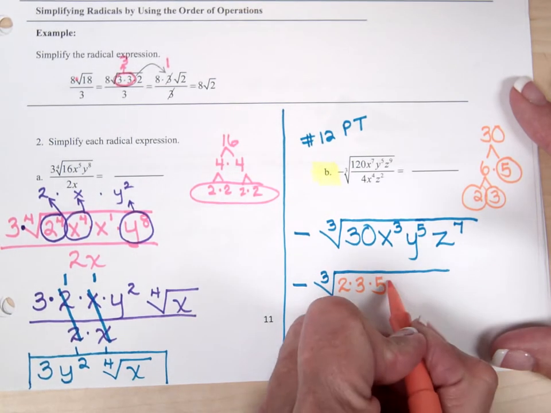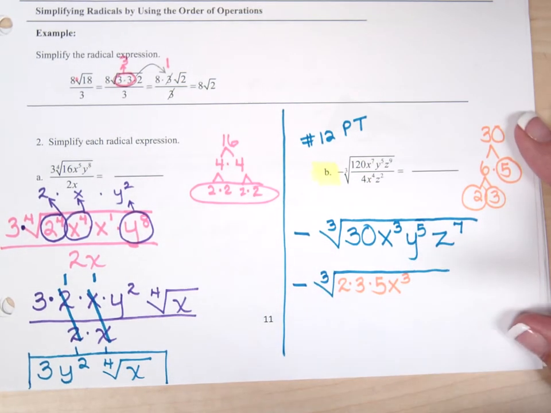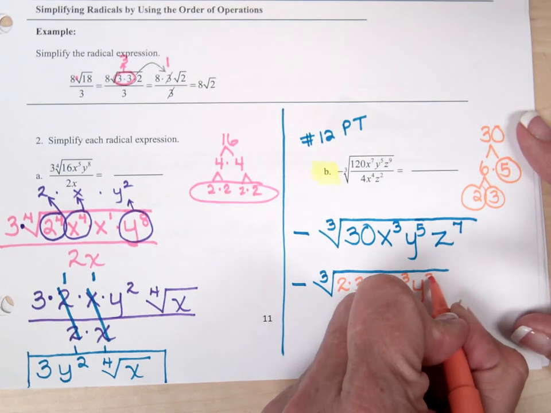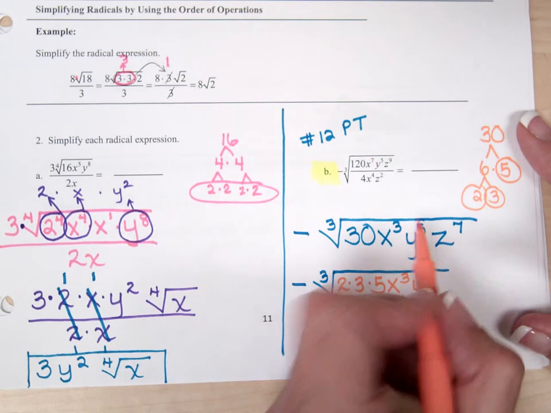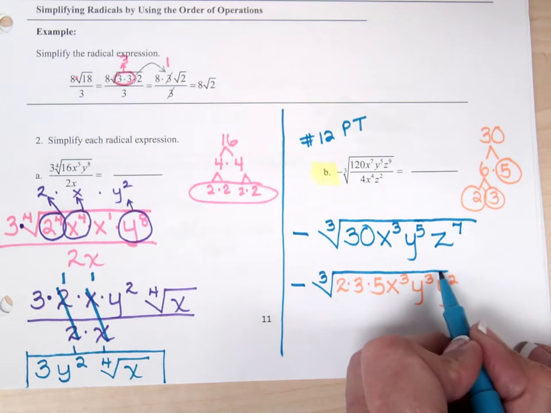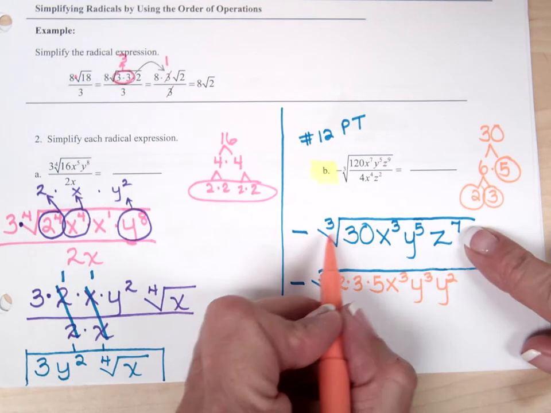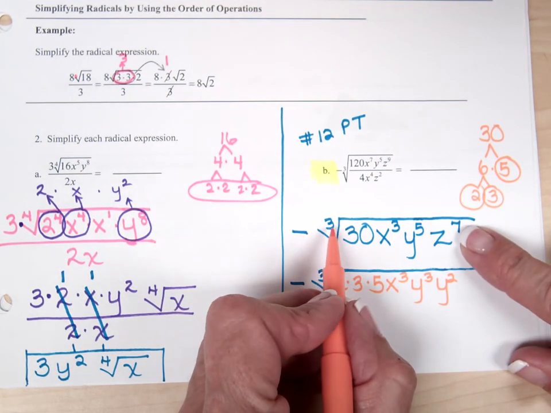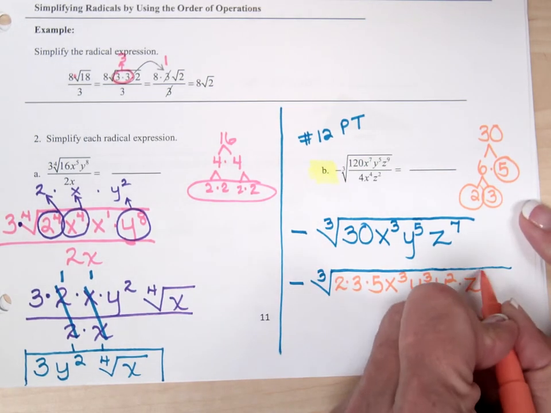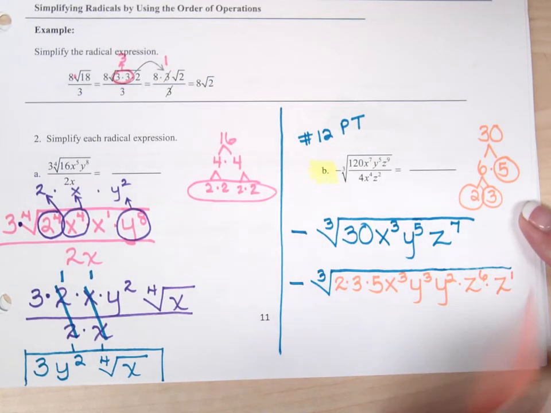X already has 3, so it's good. 3 is divisible by 3. Now 5 is not divisible by 3, so we could make it y to the 3rd, and y to the 2nd, because 3 plus 2 is 5. So I just start counting down until I get a number divisible by 3. 7 is not divisible by 3. Count down 6. Oh, 6 is. So I can write that as z to the 6. 6 plus 1 is 7, so that would be times z to the 1st.